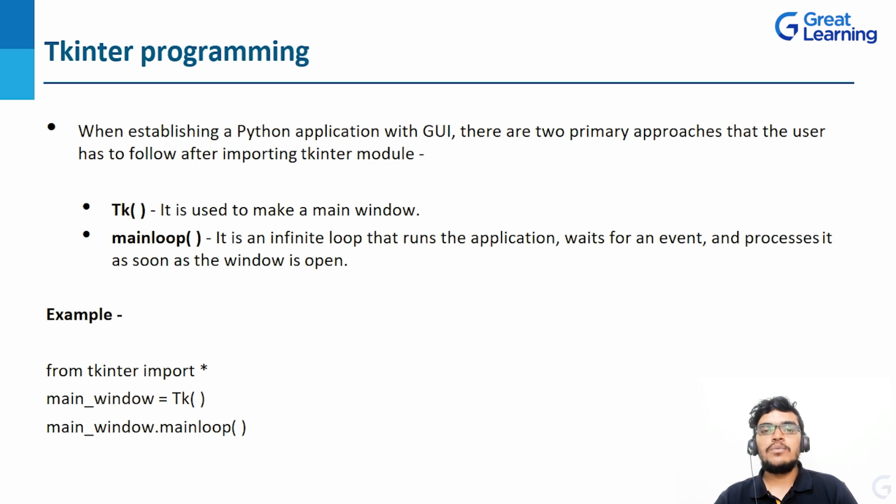So basically main loop is nothing but an infinite loop, right? That will run your application. And then it also waits for an event and process it as soon as the window is open. So this is the basic idea about how to create a basic Python application with GUI. Now let's see into the practical example.